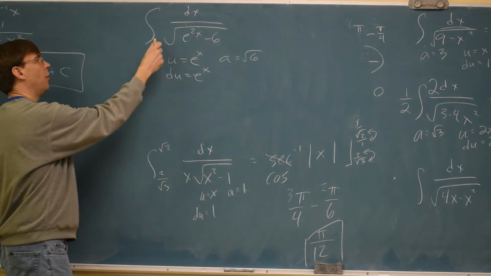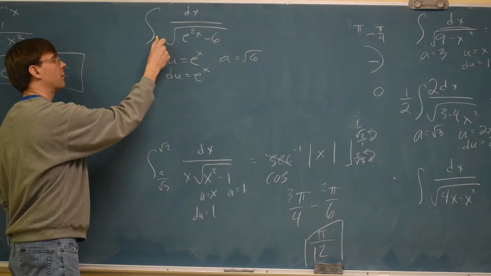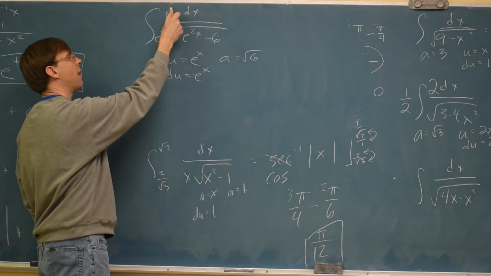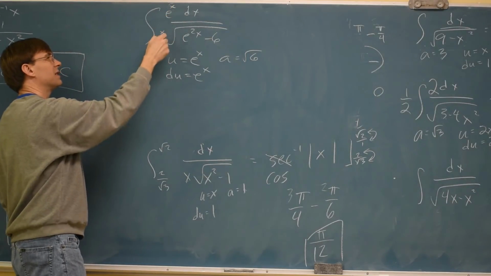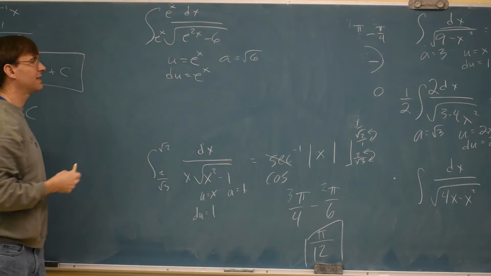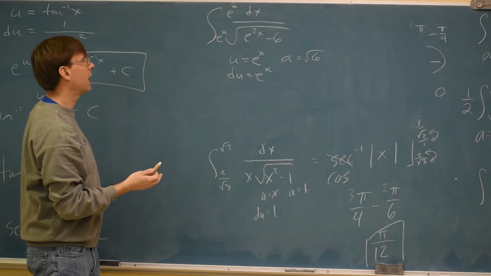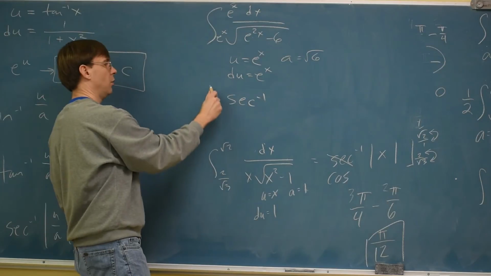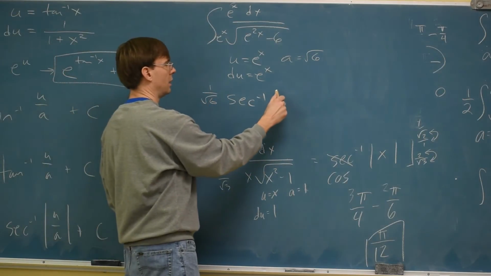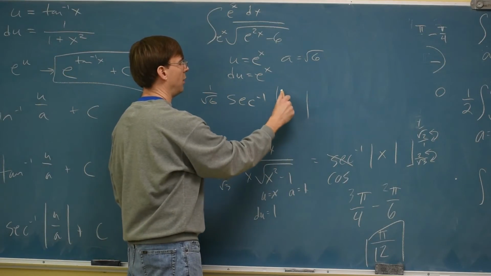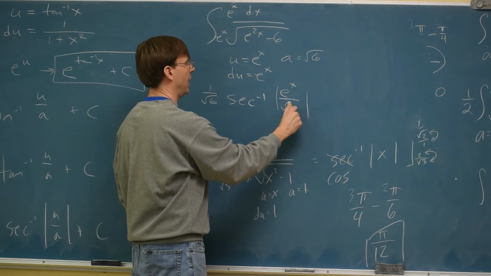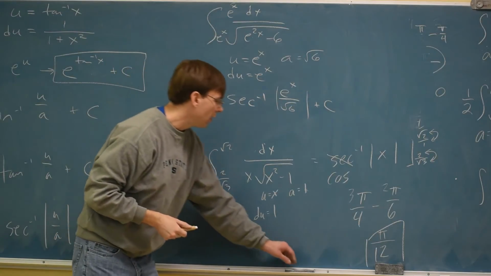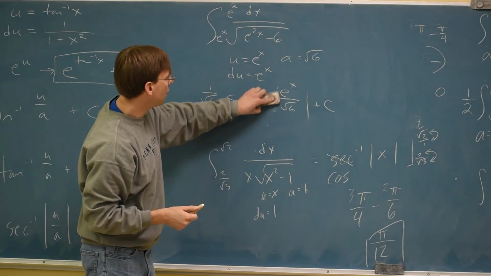To fix this problem, I'm supposed to have a u here, and I don't. And I'm supposed to have the derivative of u there, and I don't. But since it's the same thing in both places, that's self-fixing. It's okay. So this is then just a secant answer, 1 over a. And then in bars, I want to do u over a plus c. And on this one, I'm going to drop the bars.